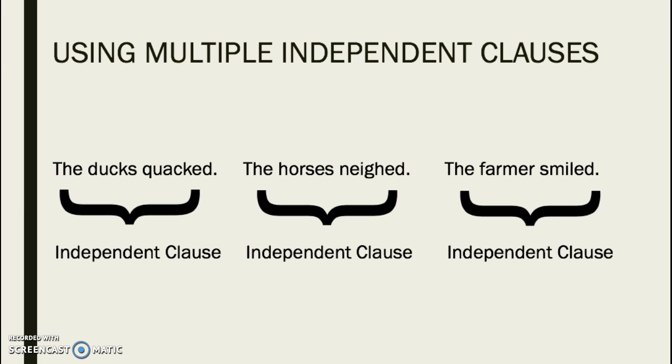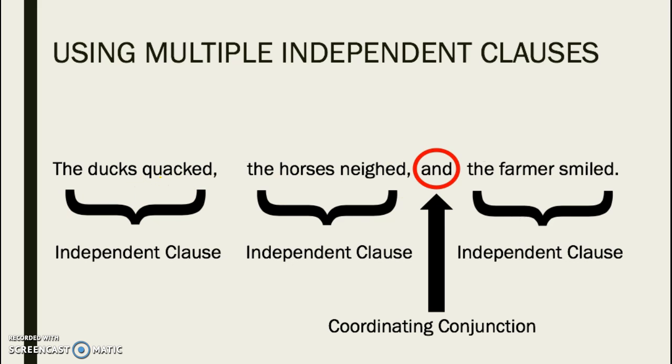We can also make a compound sentence from more than two independent clauses. In this example, we use three related independent clauses that read, the ducks quacked, the second one, the horses neighed, and the third one, the farmer smiled. We can trade the two periods after the first and second clauses for commas and add our coordinating conjunction, and, here after the second clause. So now, instead of three short sentences, we have one compound sentence that reads, the ducks quacked, the horses neighed, and the farmer smiled.